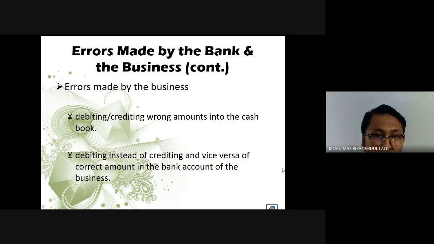Okay. Kemudian debiting instead of crediting and vice versa of correct amount in the bank account of the business. Maksudnya apa? Patutnya you pergi debit amount tersebut then you tersalah masuk sebelah kredit. Ataupun sebaliknya. Patutnya amount itu masuk sebelah kredit, unfortunately you pergi debit amount tersebut. So itu pun akan menyebabkan baki dalam bank statement and bank account tidak selari. Okay, so these are all the three reasons why there are differences between bank statement balance and bank account balance.